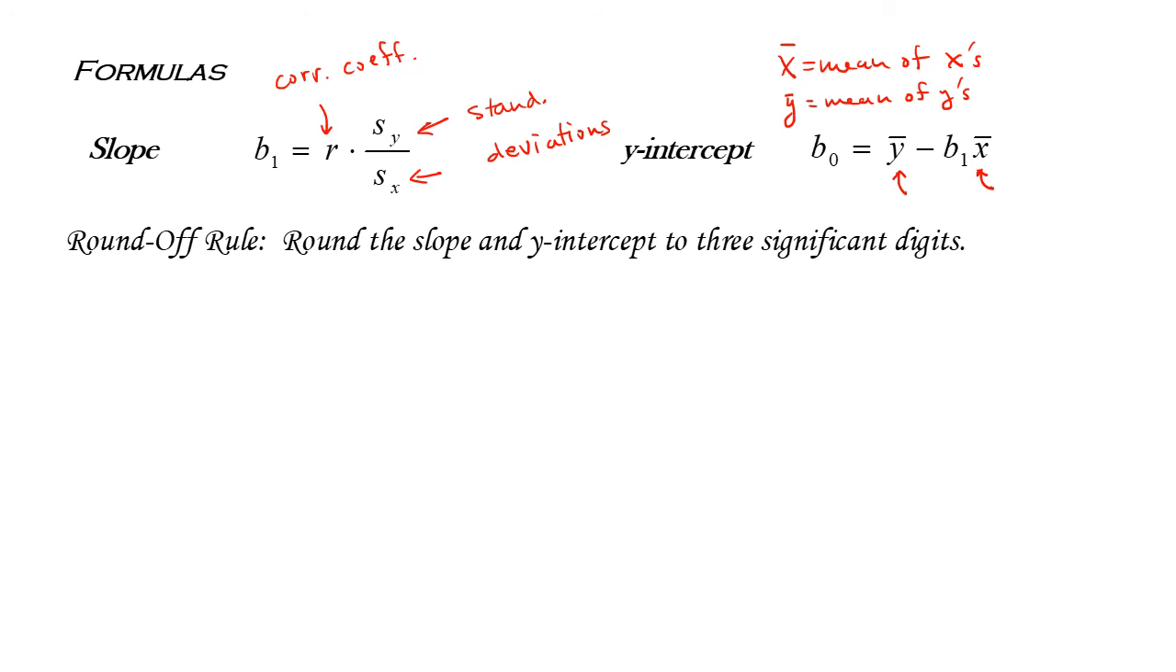And since we're assuming here that x bar, y bar is a point on the line, once I get b1, once I get the slope of our line, we can substitute those values x bar, y bar into our equation of the line, and that'll give us b0, the y-intercept. And just like before, our round-off rule here will be 3 significant digits.